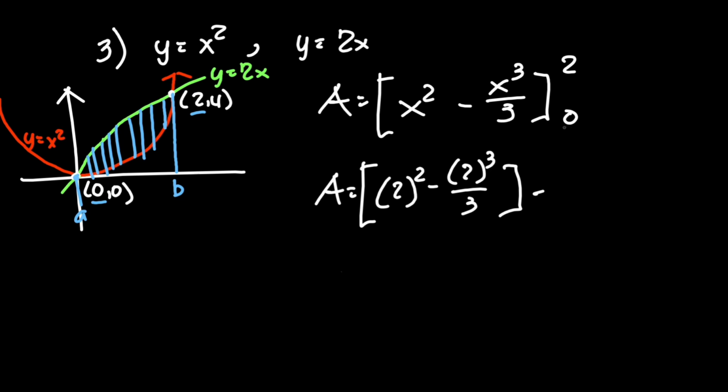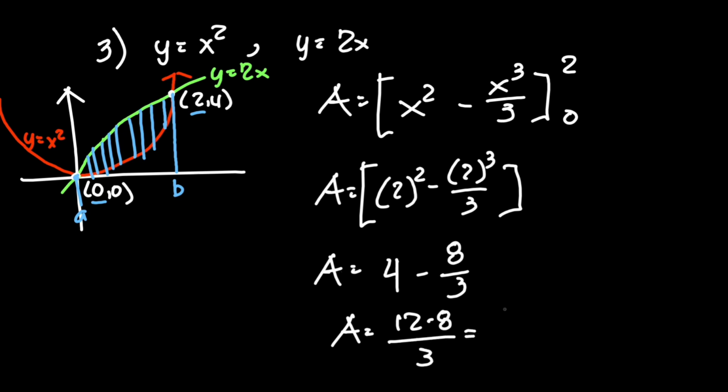And if you can see here, if you substitute 0 into these two values, it will also equate to 0. So no need to put it to save time. 2 squared would be 4, minus 2 cubed would be 8 over 3. 4 multiplied by 3 would be equal to 12 minus 8 over 3. So this would be equal to 4/3 square units.